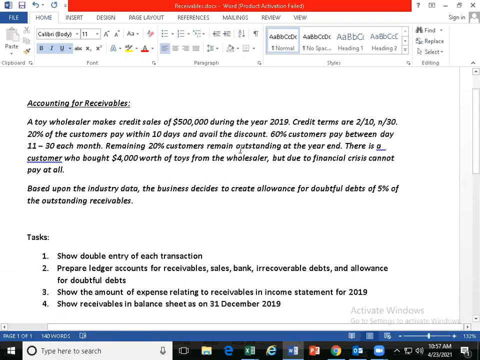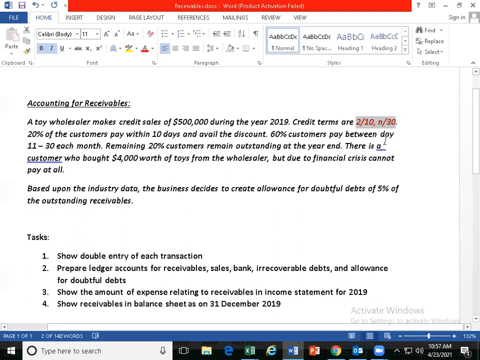Hello. In this session, we are going to do one exercise relating to accounting for receivables. First of all, let's have a look at the information provided in this exercise. A toy wholesaler makes credit sales of $500,000 during the year 2019. Credit terms are 2/10, n/30. I'm sure you are aware of these credit terms.